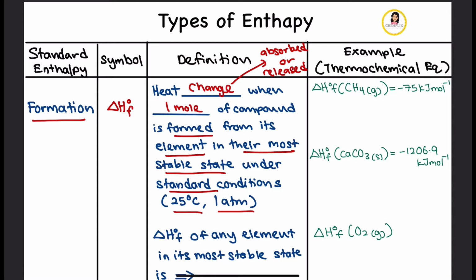Now let's look into an example to further understand this. Here you are given the standard enthalpy of formation of methane, which is negative 75 kilojoule per mole. Firstly, in order to write the thermochemical equation for formation, you must identify the elements present in methane. That would be carbon and hydrogen. Now ask yourself, what is the most stable state of carbon? It would be carbon solid, whereas for hydrogen it would be H2 gas. Now these two elements in their stable state would form our methane.